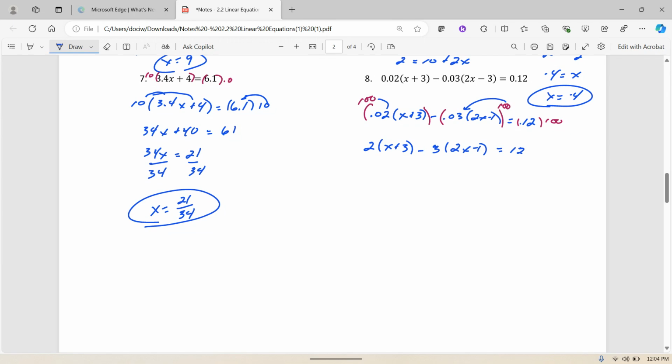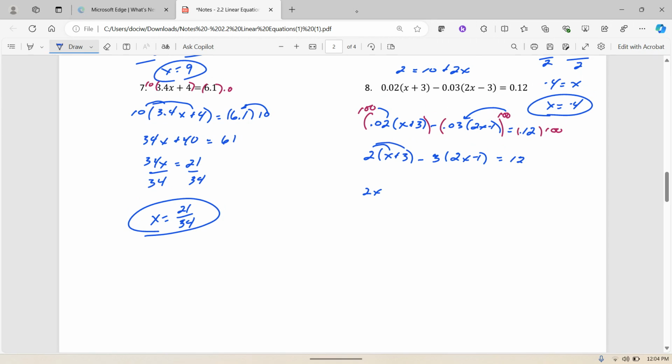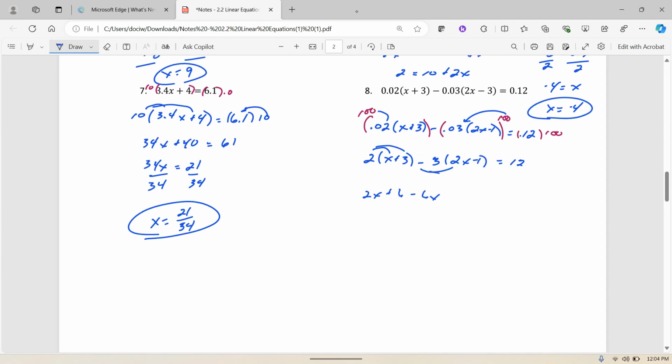At this point now, we have an equation just like we've done so far. So 2 times x, 2x, 2 times 3 is 6, minus 3 times 2x is a negative 6x, negative 3 times negative 1 is a positive 3, and that equals 12.